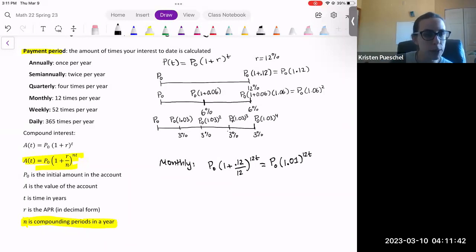By having more frequent payment periods, we're going to make more on that. We'll have that interest available to grow more frequently. So let's take a look at a couple of examples of this.